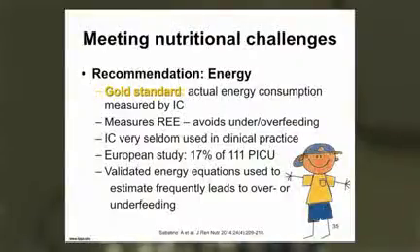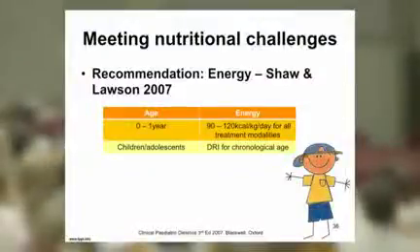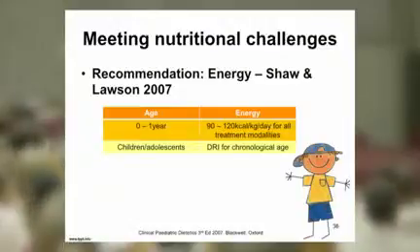Energy: the gold standard, as we've said before, is the actual energy consumption measured by indirect calorimetry. It measures the resting energy expenditure, and this will help us to avoid under- and overfeeding if we are able to do it. But it's very seldom used, and as I said, in the European study of 111 PICUs, only 17% use this. The validated energy equations that we have frequently over- and underestimate the energy requirements. Sean Lawson made some recommendations, but basically it comes down to giving the DRI, and then follow-up becomes very important in these children.